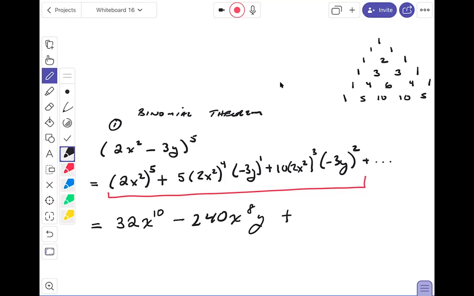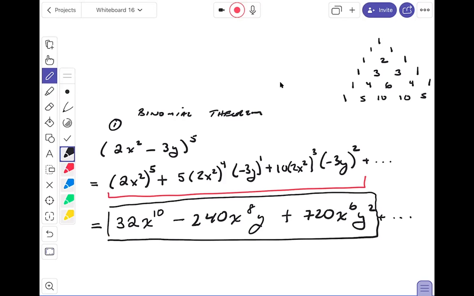Again, I know this is difficult. That's going to be 9 times 8. I'm looking at the numbers now: minus 3 squared is 9, and 2 cubed is 8. And 9 times 8 is 72, and 72 times 10 is 720, x to the 6th, y squared. Of course, this goes on, but I want to repeat, they'll only ask for the first 3 terms.